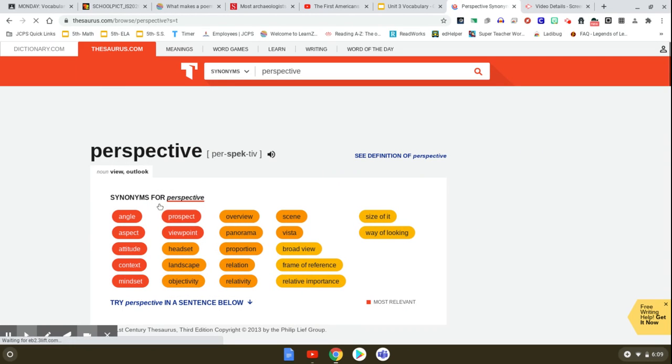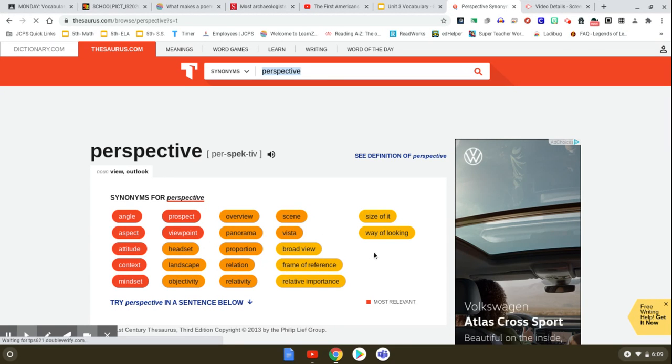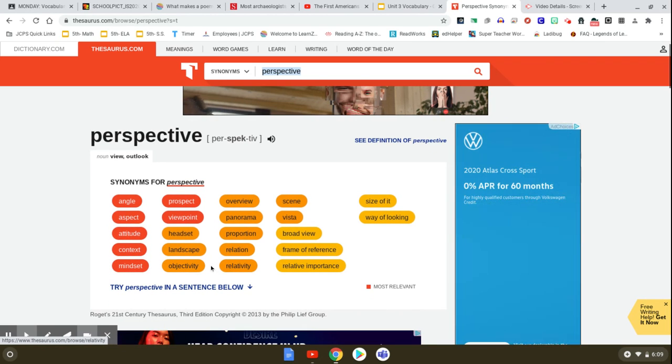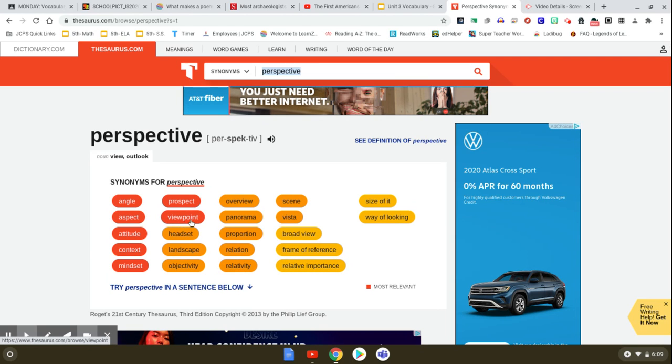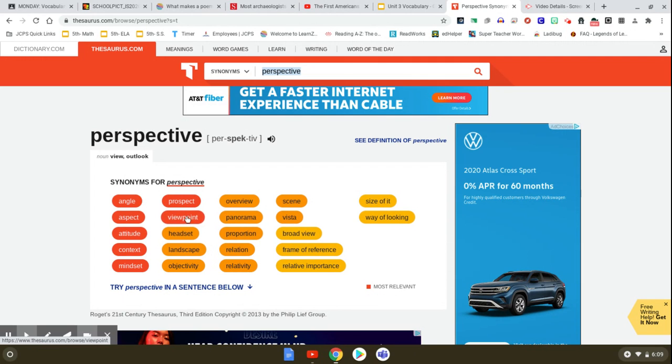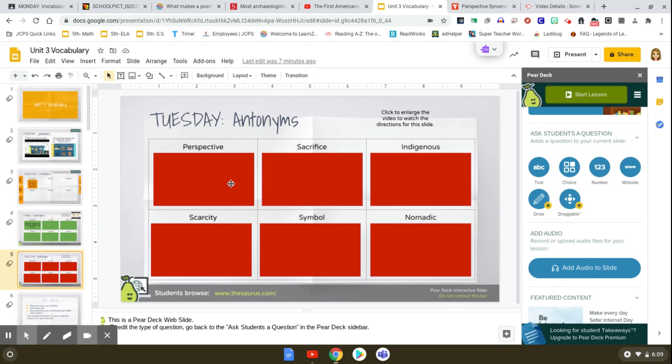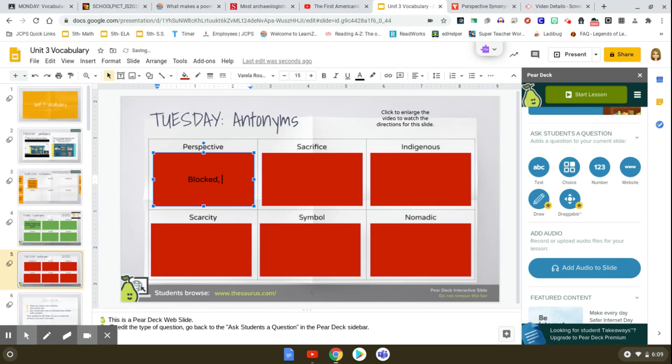and then it brings up all of your synonyms for the word perspective. These are not antonyms. These are synonyms. What you have to do is think of something that would mean the opposite of one of these words. So if I think about the opposite of viewpoint, something that is the opposite of a viewpoint might be something that is blocked, meaning I can't see it. So one of my antonyms would be blocked.